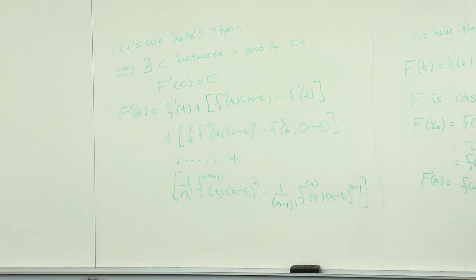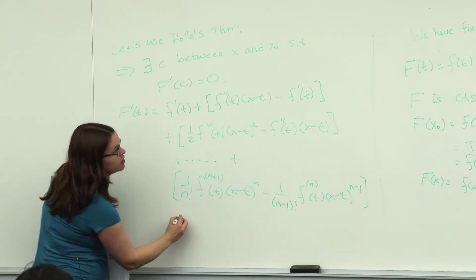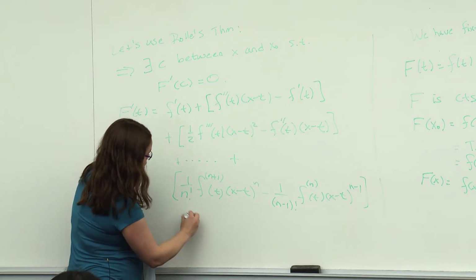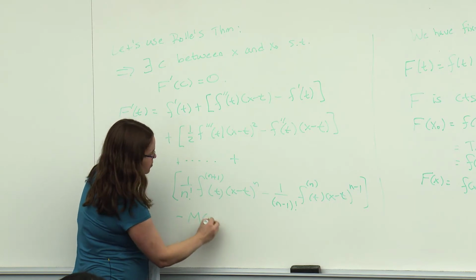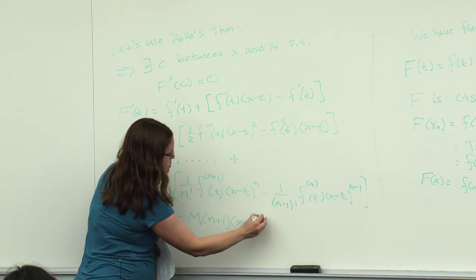All right, so those are all my product rule terms. Then I got one more guy. Now this is just a number, so we treat him like we would always treat a constant when we're taking derivatives. We just need the derivative of this last guy. Again, a minus 1 is going to come out. We're going to get minus m. The n plus 1 comes down, and we get x minus t to the n.